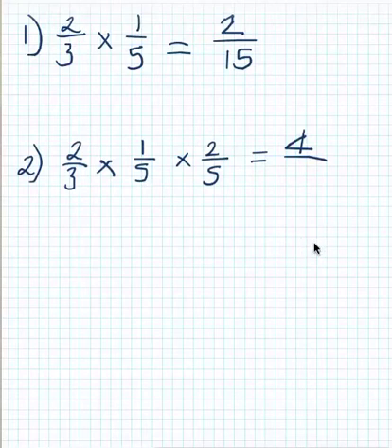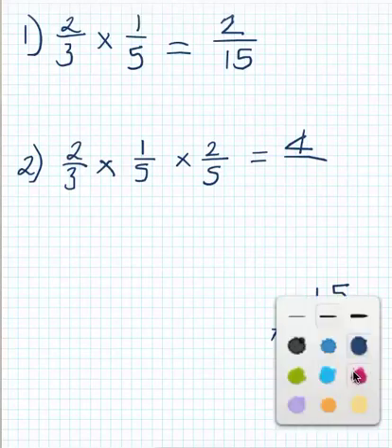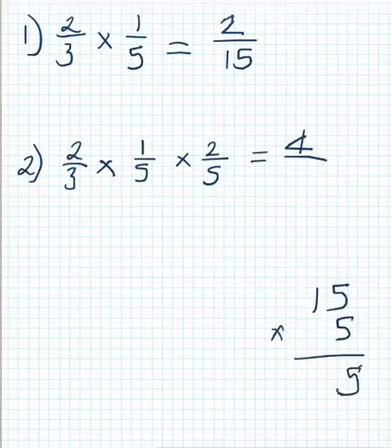is, I'll just work it out down here. So 15 times 5. So 5 times 5 is 25. Put the 5 down, and carry the 2. 1 times 5 is 5, and 5 plus 2 is 7. So it's 75. Okay, and 4 and 75, can I simplify this any further? No, I can't. And that will be our final answer.